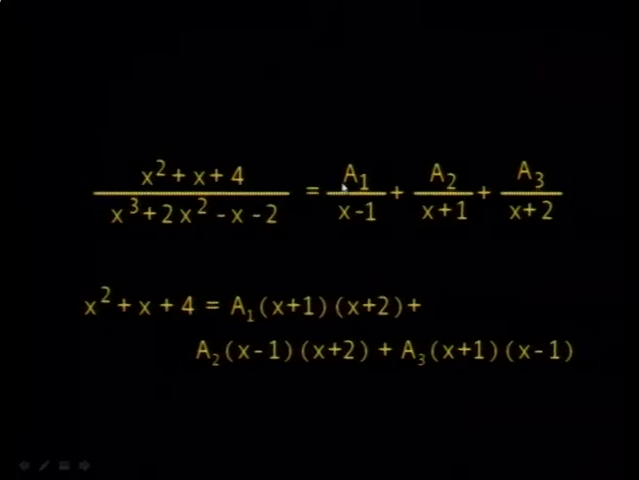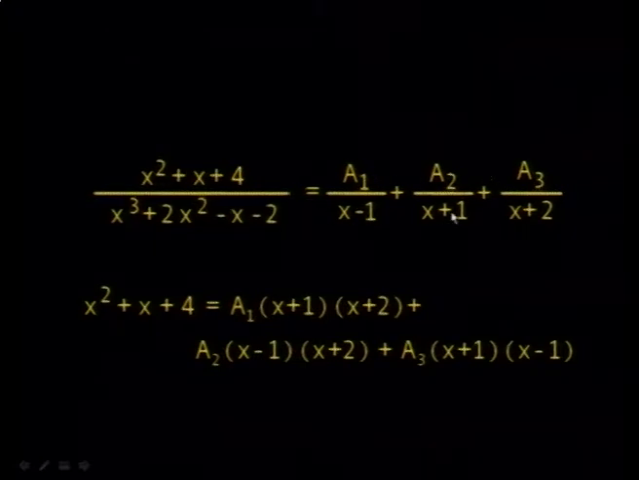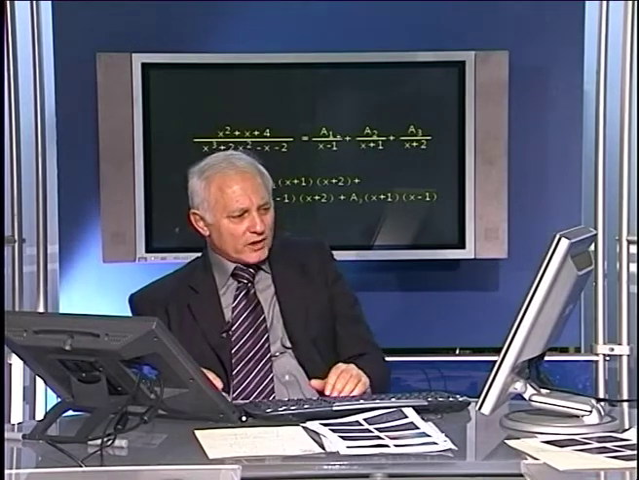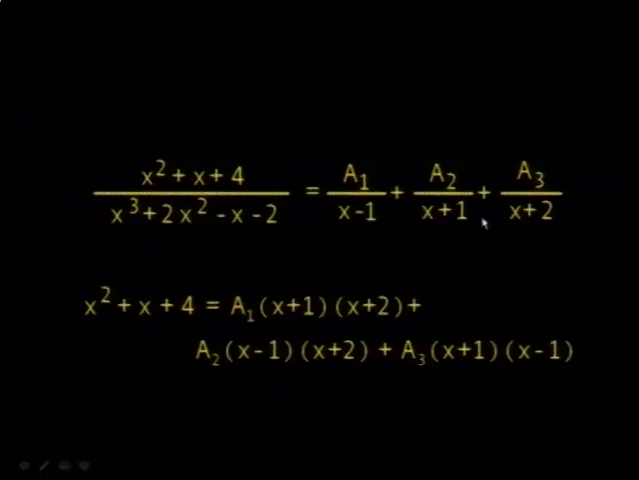Now, how can we go on calculating a1, a2, a3? There are various ways of doing this. The easiest is to equate both numerators. The numerator on the left-hand side is equal to x squared plus x plus 4. While the numerator on the right-hand side, when you unify the denominator here, will be equal to a1 times x plus 1 times x plus 2, plus a2 times x minus 1 times x plus 2, and finally plus a3 times x plus 1 times x minus 1.